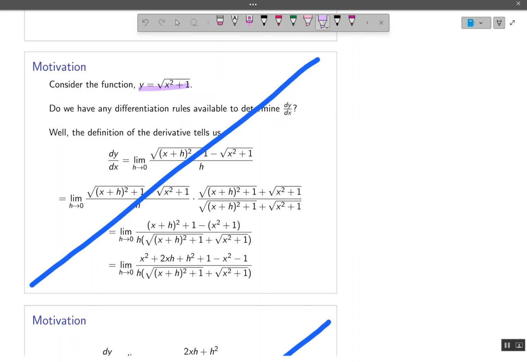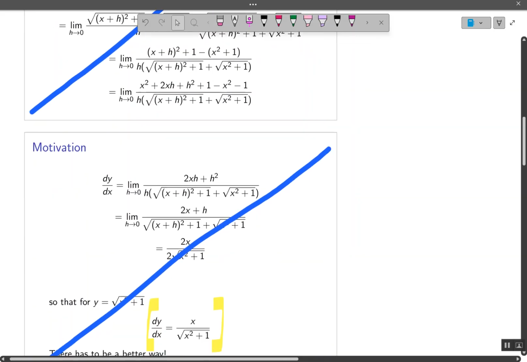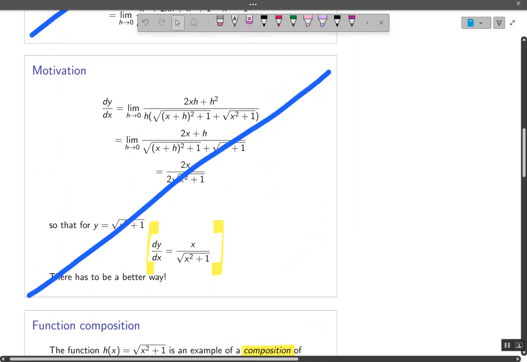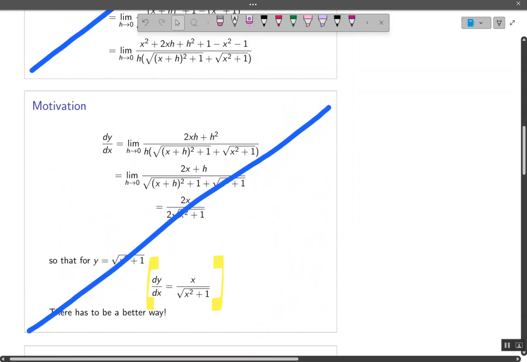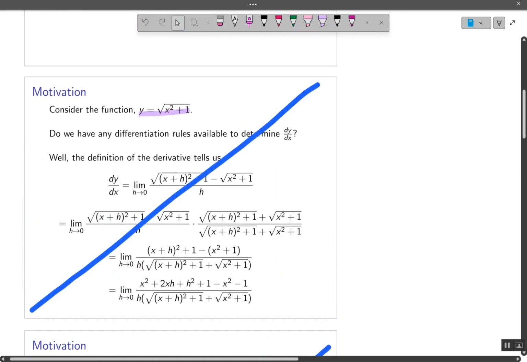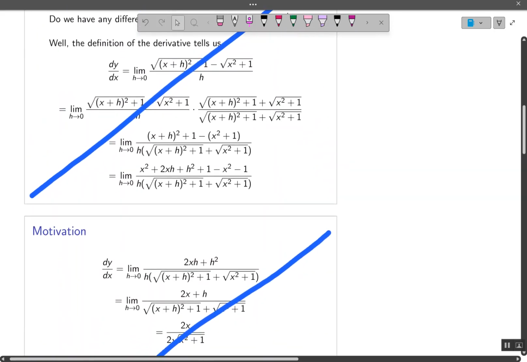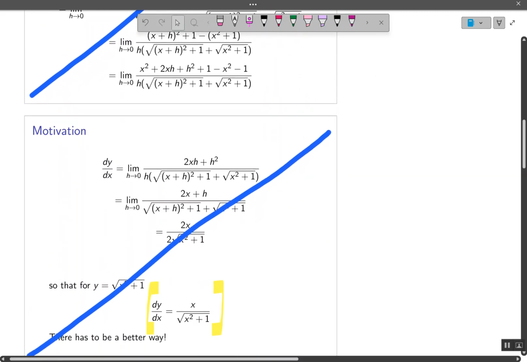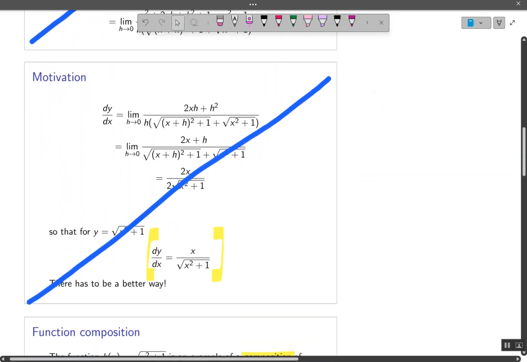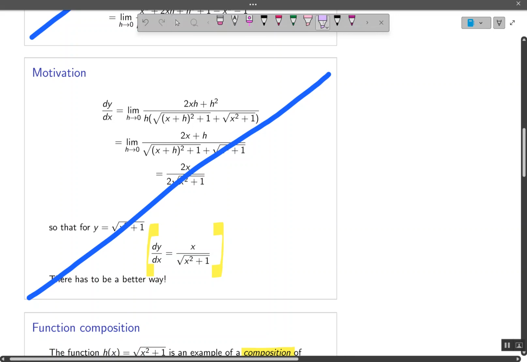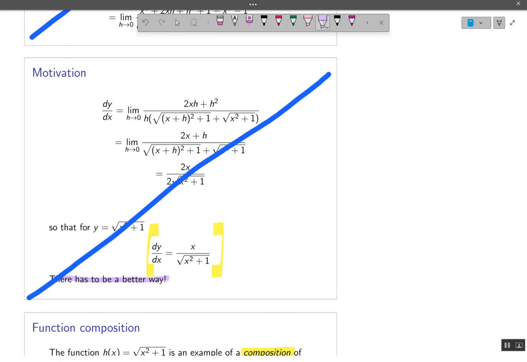It's not really so important that you follow through, but here is some work that shows how we can find the derivative using our limit definition, and we end up with this in yellow. The point here is that this work involved with the limit definition is way too much work, and the author says, all right, there has to be a better way. Okay, so there is.